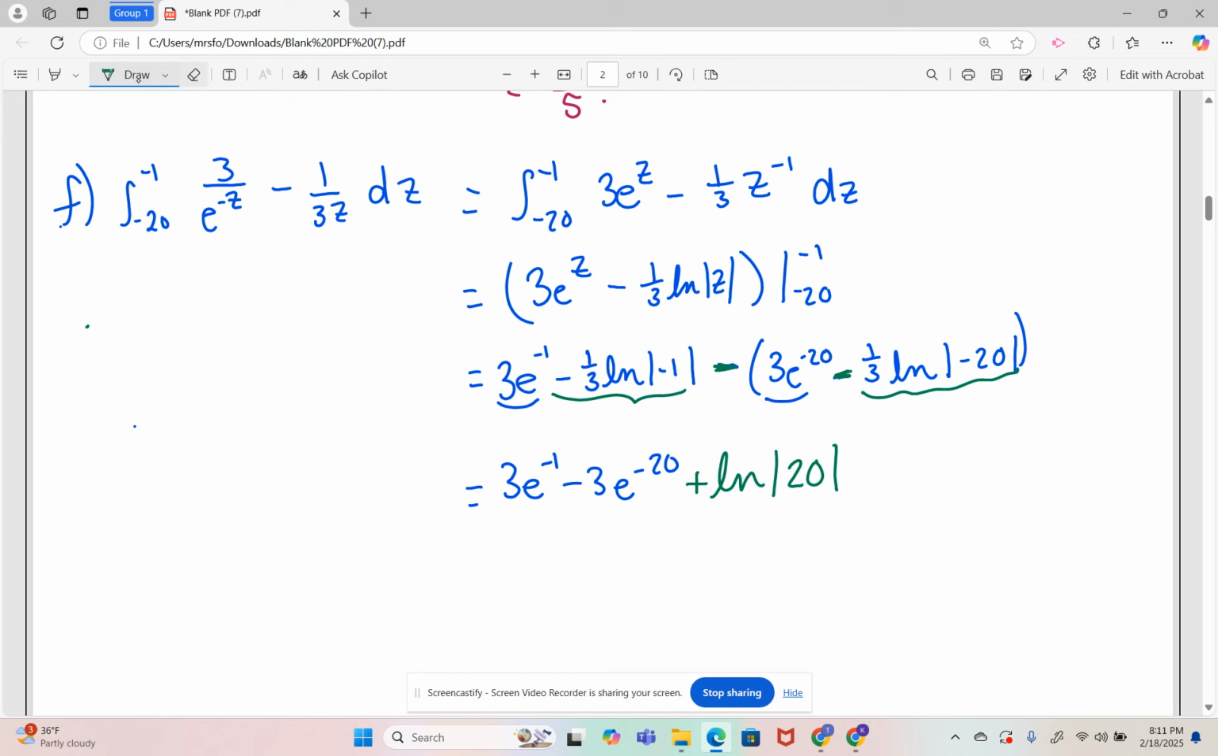Oh, I forgot the 1/3. I said it and I didn't write it. The 1/3 stays with it. And there we are. Now, some of us might would have just left it here, and that's okay. But I know that some of us like to really make things smaller.